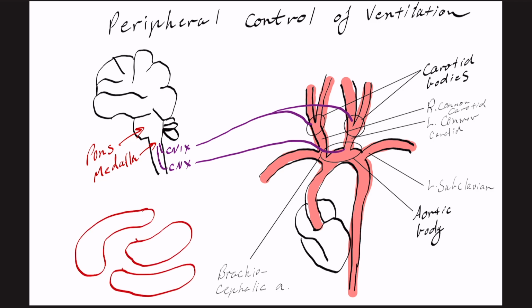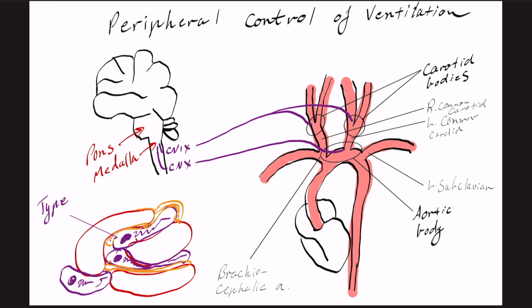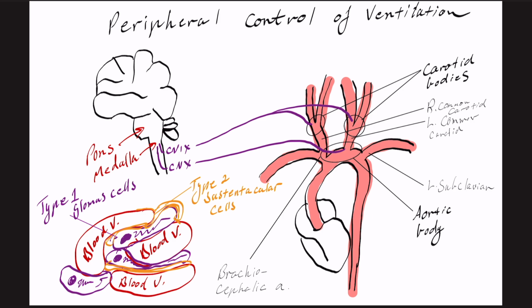The reason they're important is they contain different cells to what's otherwise seen in arteries. On the left bottom here, we're drawing a diagram of what this would look like. In red, we've got our blood vessels, in purple, we've got type 1 glomus cells, and in orange, we have our type 2 sustentacular cells. The glomus cells contain large amounts of dopamine and nerve endings, whereas the type 2 cells resemble glia with a supporting function. And they are innervated, as we mentioned before, by cranial nerves 9 and 10, depending on whether they're from the carotid bodies or the aortic body.